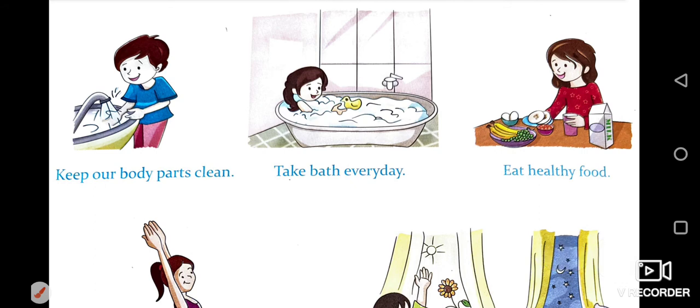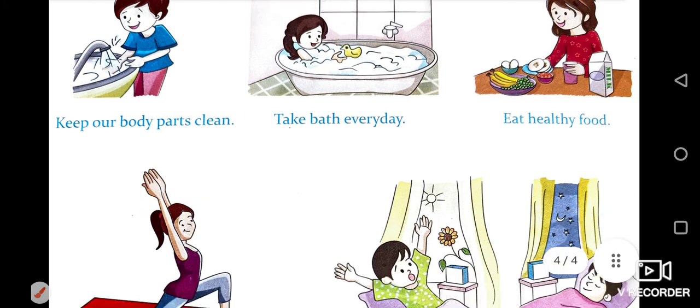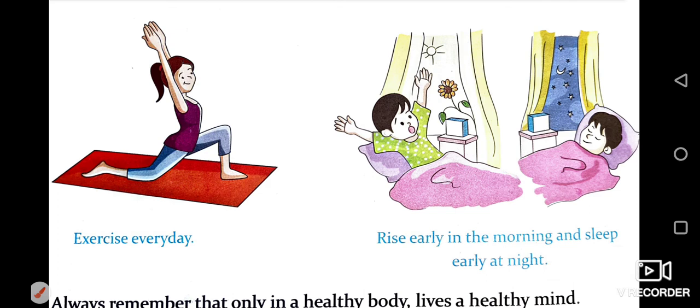We should always eat healthy food. We should totally avoid eating junk food. They might be tasty, but they have lots of bad things and they do bad things to our body. So we should always keep our body healthy and fit, and to do that we should always eat healthy food. Next is we should exercise every day so that we can keep our body strong, healthy and fit.